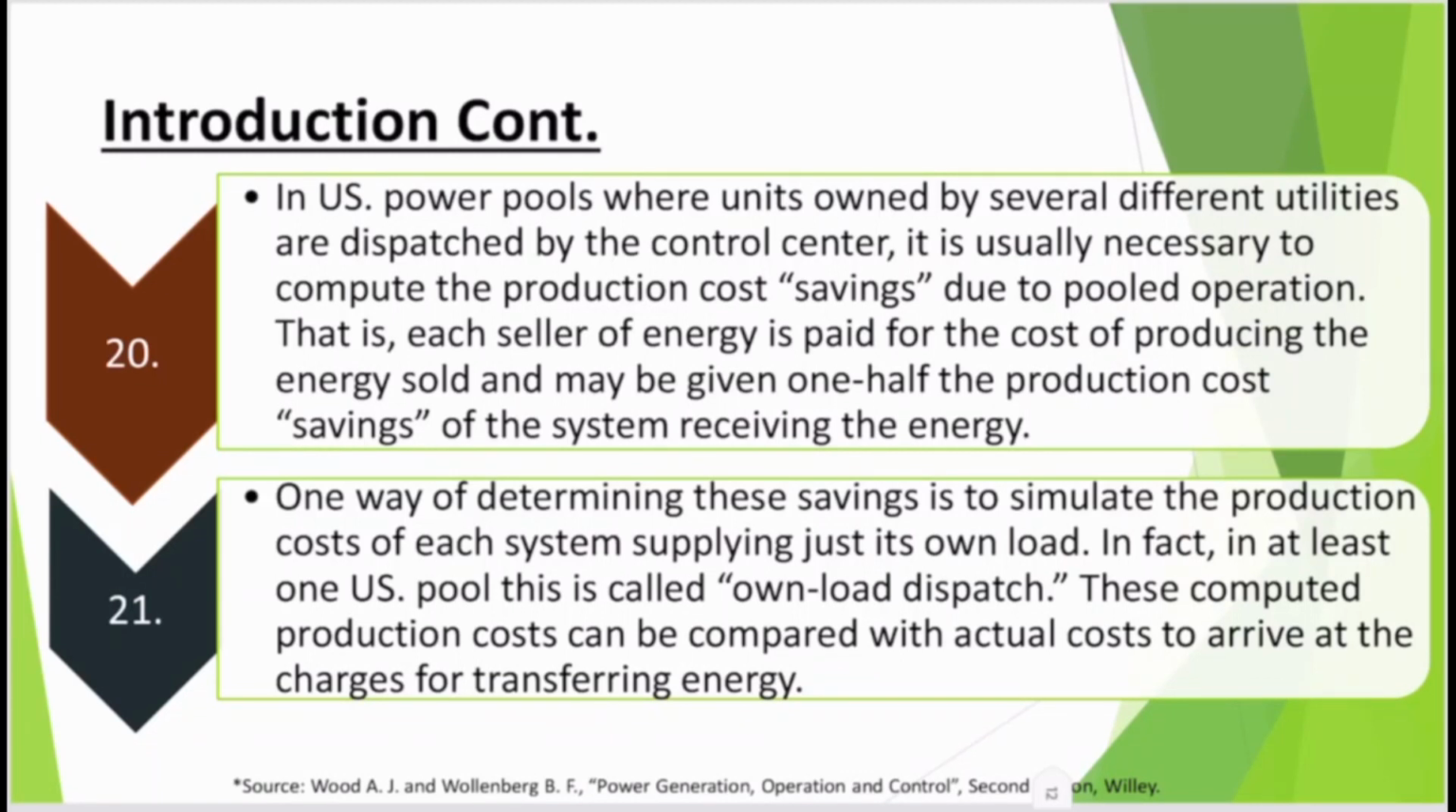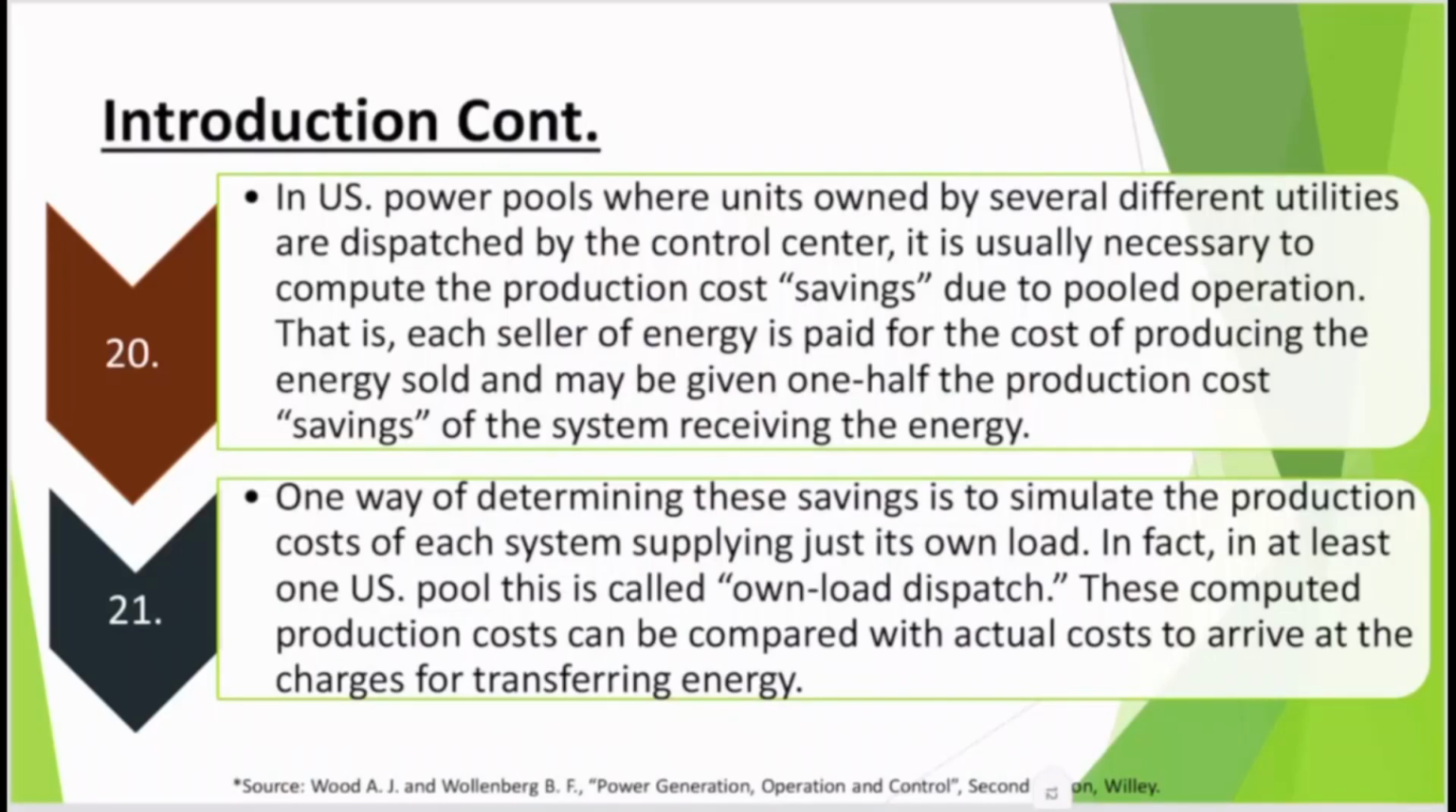Now, one way of determining this savings is to simulate the production cost of each system supplying just its own load. In fact, in at least one US pool, this is called own load dispatch. This computed production cost can be compared with actual cost to arrive at the charges of transferring those energies. Now we are not considering anything related to transmission system charges, etc. We are just considering the energy cost at production level.